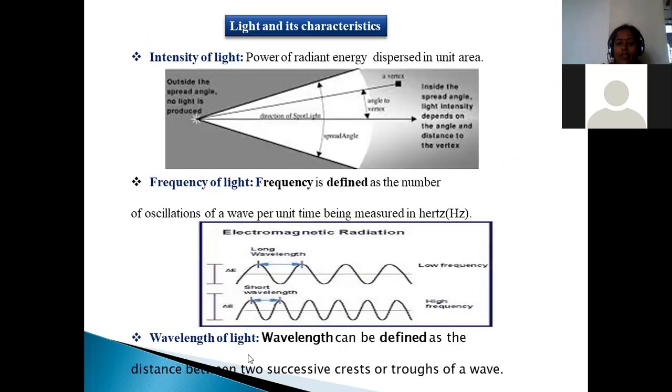Next is wavelength. When we consider the wave nature of light, the distance between two adjacent peaks or two adjacent troughs is known as its wavelength. Wavelength is given in nanometers or angstroms, though any kind of unit can be used to express it. So this is another parameter of light.